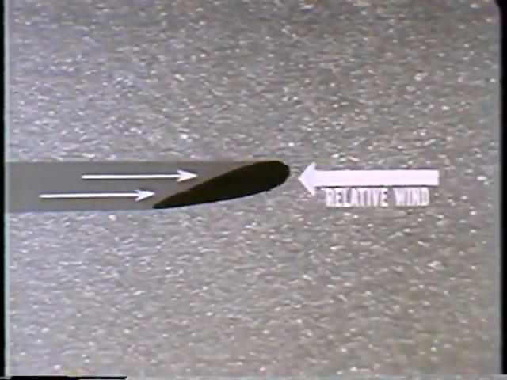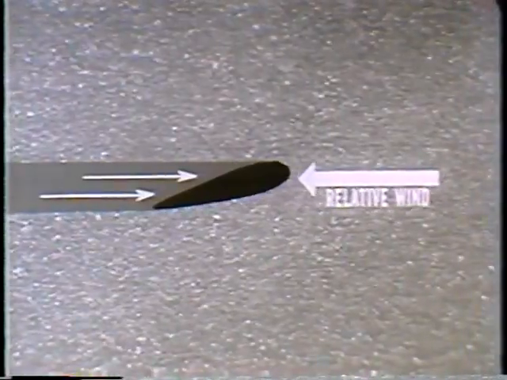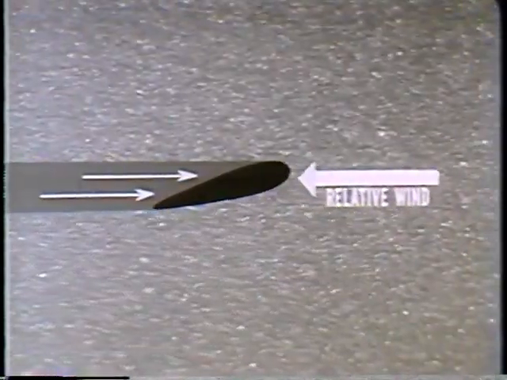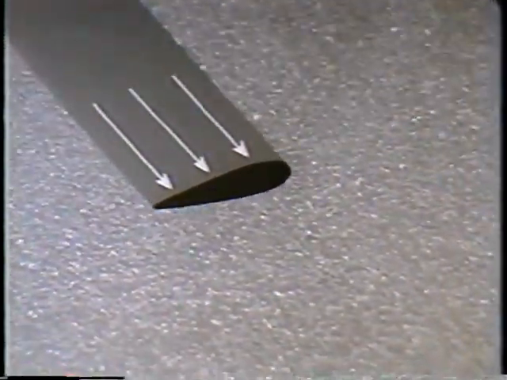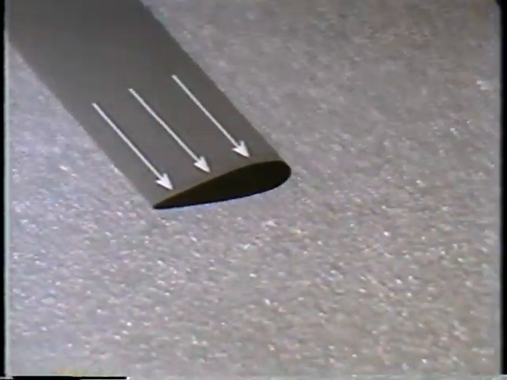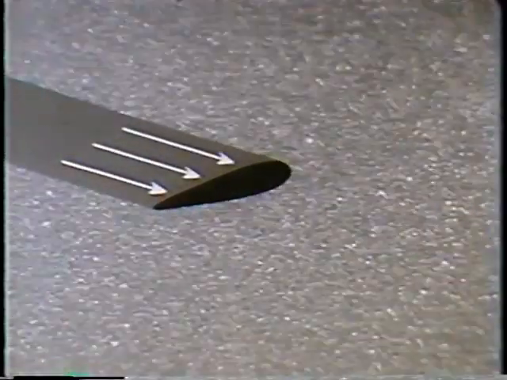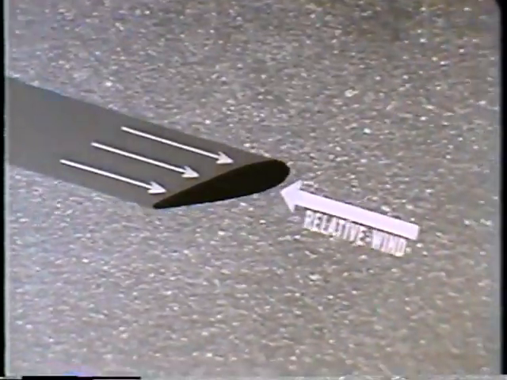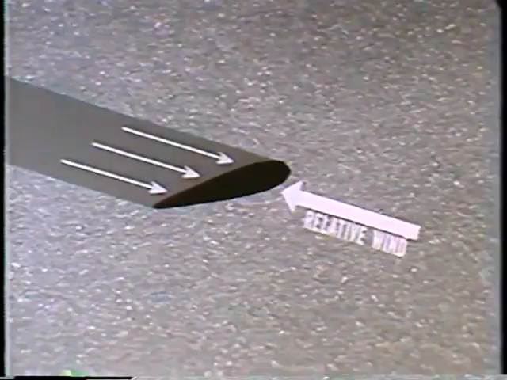Since this air motion is entirely dependent on the movement of the airfoil, it will always be directly opposite to the direction in which the airfoil is moving. Thus, if the airfoil moves in this direction, the relative wind will be directly opposite. When the airfoil moves in a different direction, the relative wind will also change. Remember that the relative wind is always directly opposite to the movement.